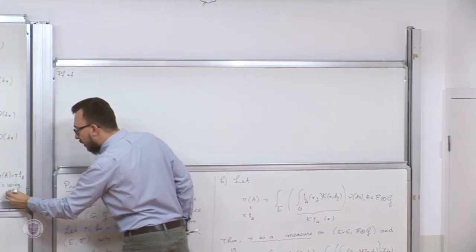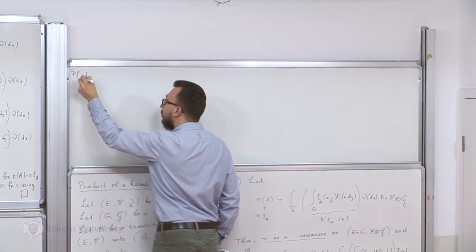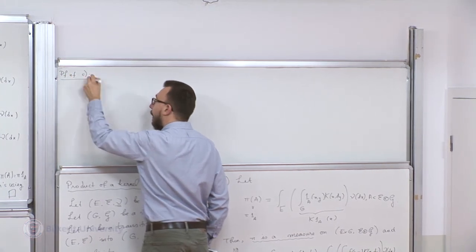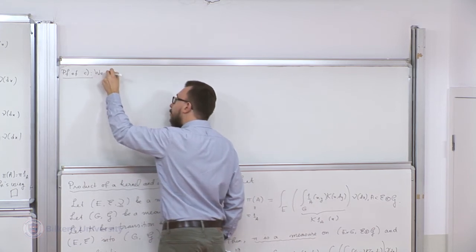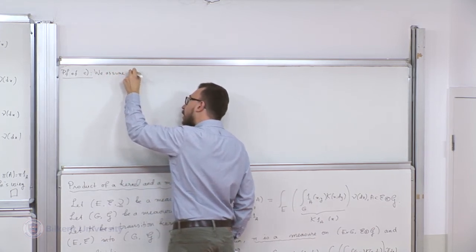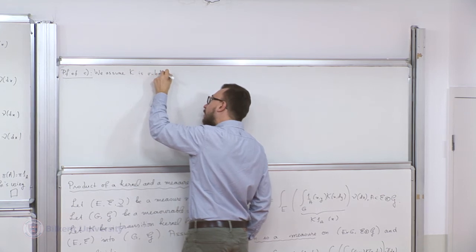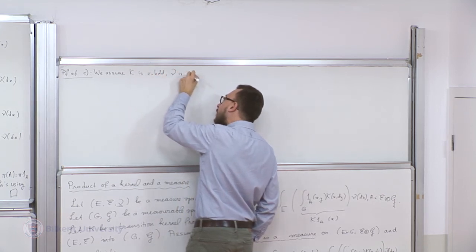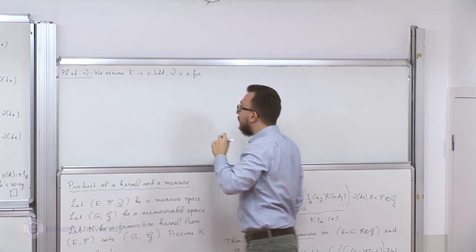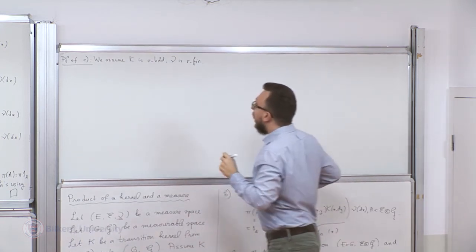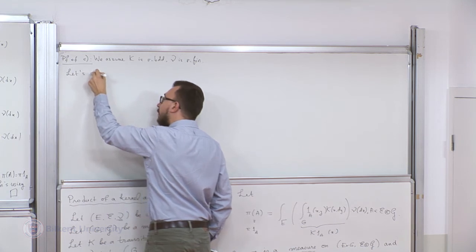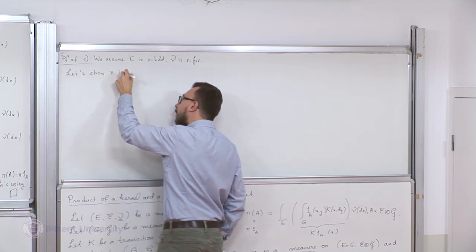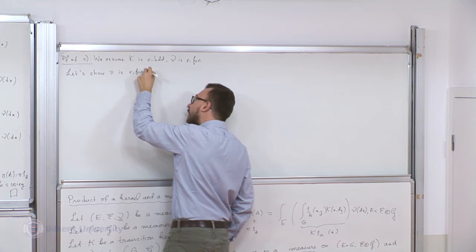That was the end for part B. Okay, so proof of C. So we assume K is sigma bounded and nu is sigma finite. I'm going to recall what sigma bounded is. Anyway, let's show pi is sigma finite.